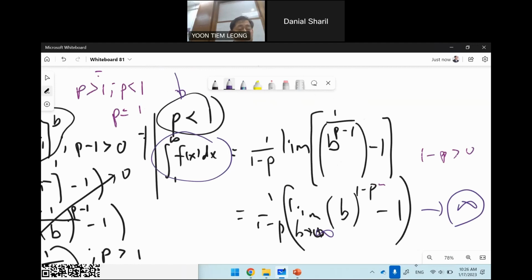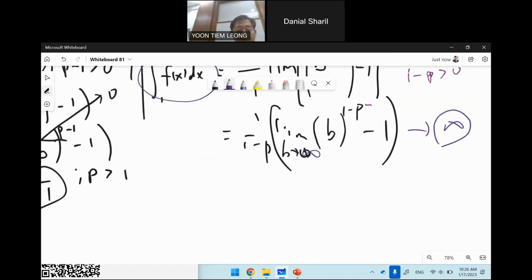So we have just proven that the P series would converge if P is larger than 1, and if P is less than 1, then the P series is going to blow up. How about the case where P equals 1? According to the P series definition, this is equal to 1 over n to the power P, right? So if P is equal to 1, this is nothing but just the harmonic series.